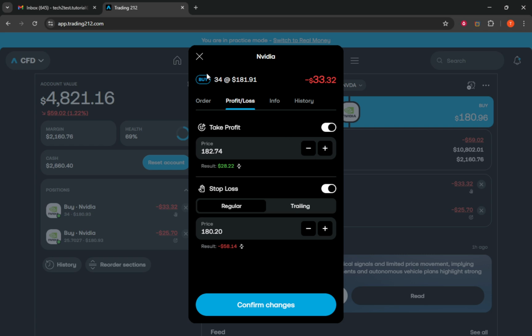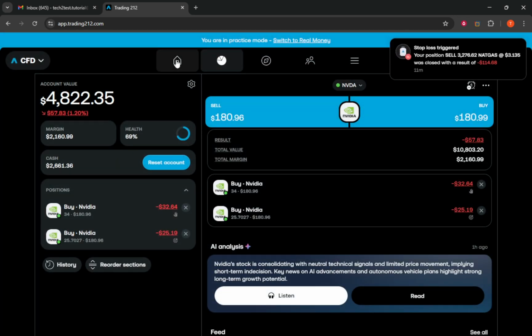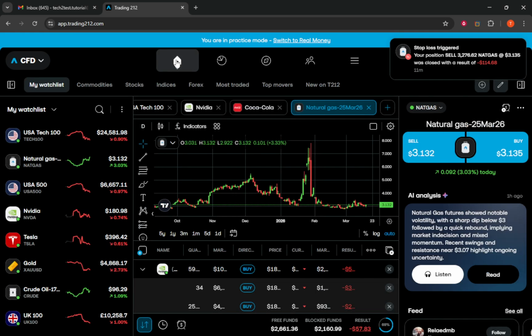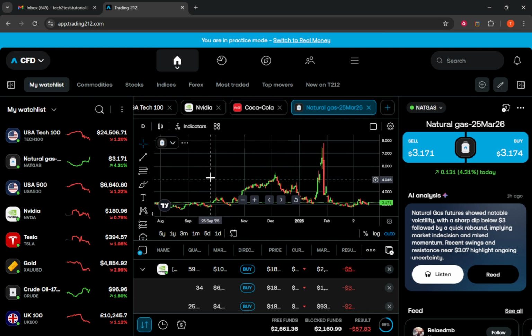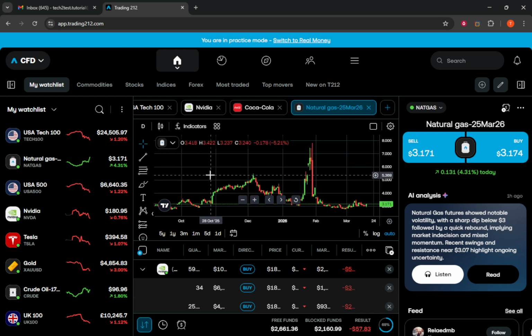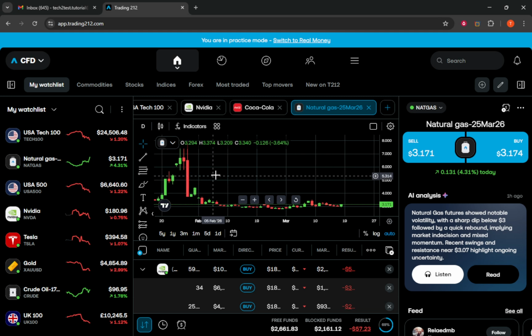Now, Trading 212 has two main ways to handle this, and it depends on the type of account you're using. If you're trading with a CFD account, the platform gives you a built-in take-profit tool. If you're using an Invest or ISA account, where you own the actual stocks or ETFs, you'll use a sell limit order to achieve the same result. The idea is the same in both cases. You pick a target price, and the system closes your position when the market hits it.